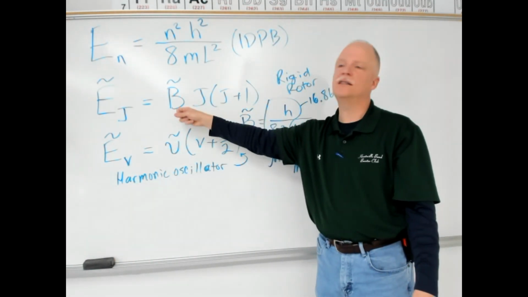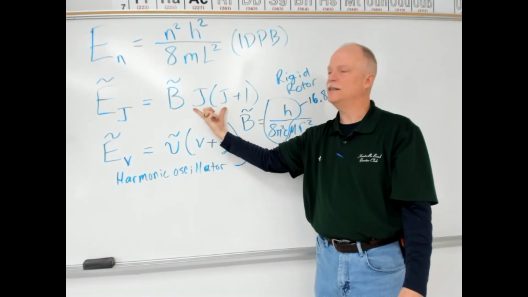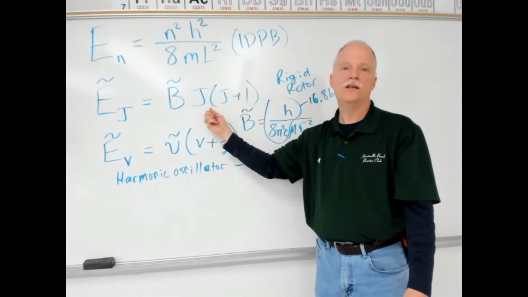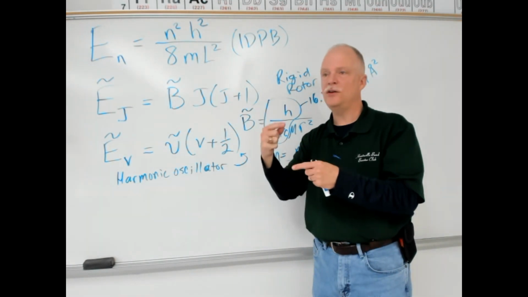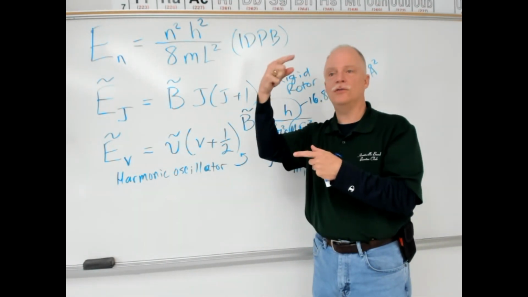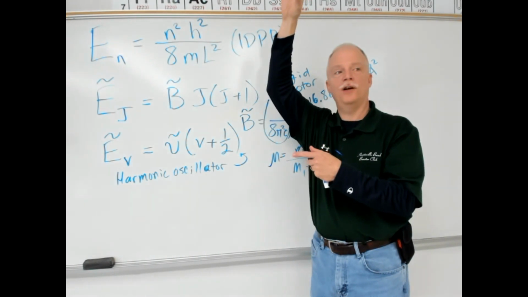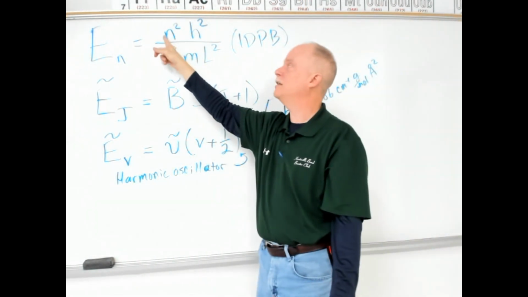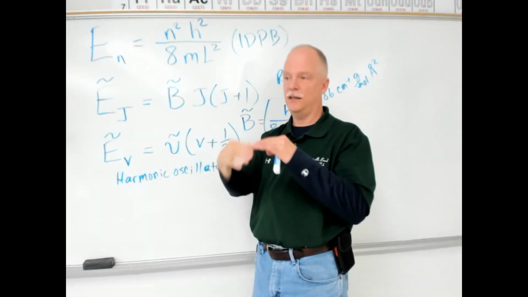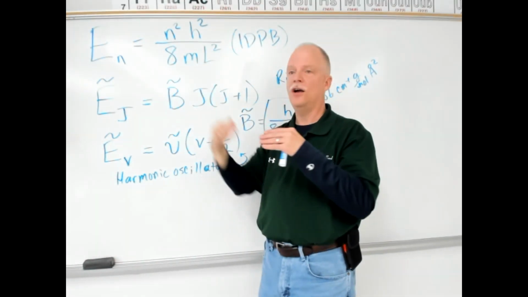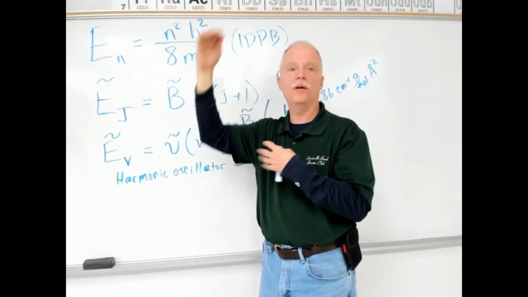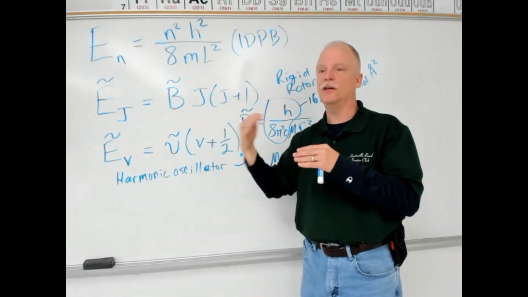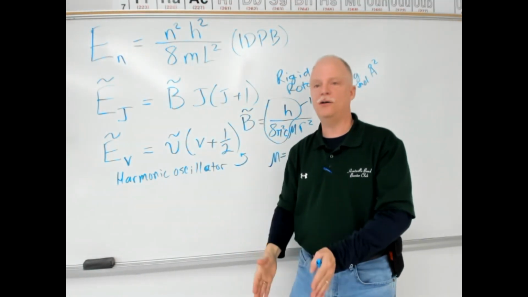What about this? This is not equally spaced. It's J times J plus 1. It goes as J squared. So J equals 1 to 2 is a small spacing. J equals 2 to 3 is a bigger spacing. 3 to 4 is even bigger, and so on, because it goes up as J squared. What about this one? N squared. It's not linearly spaced. So the top two go up as the square of the quantum number, but vibrational energies in the harmonic oscillator just go up linearly. They're just equally spaced. We call it an equal ladder of states.